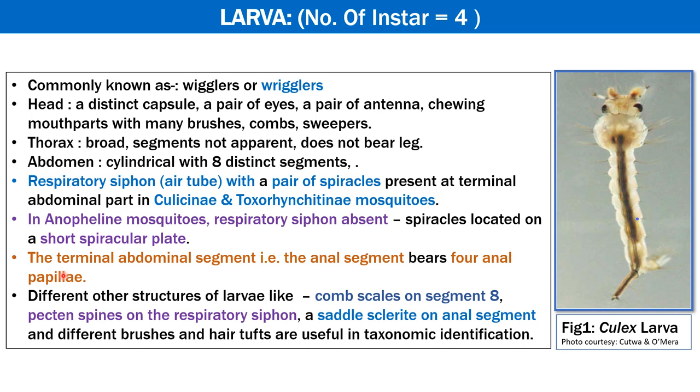Different other structures of larvae, like comb scales on segment 8, pectin spines on the respiratory siphon, a saddle sclerite on anal segment, and different brushes and hair tufts are differently modified in different mosquito species and are useful in taxonomic identification. Figure 1 shows the structure of Culex larva. You can see the major parts of the body, the head, thorax and abdomen with respiratory siphon and anal papilla.